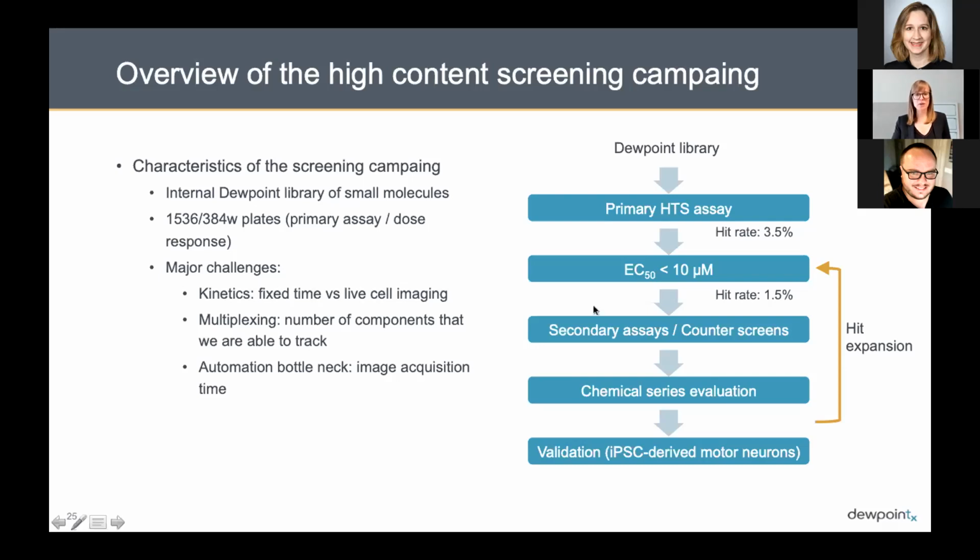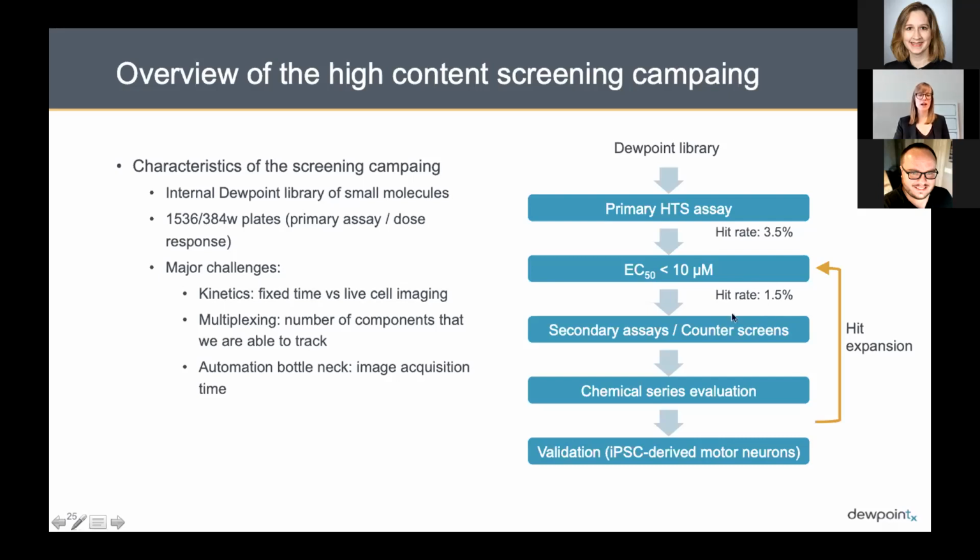So if we now dig deeper into the screening cascade, as I mentioned, we screened the Dewpoint library of compounds through our primary HTS and obtained a hit rate of 3.5%. These hits were then further evaluated in a dose response manner, and the hits with an EC50 lower than 10 micromolar were selected, which gave us a hit rate of 1.5%.